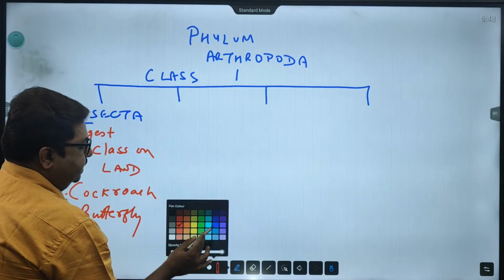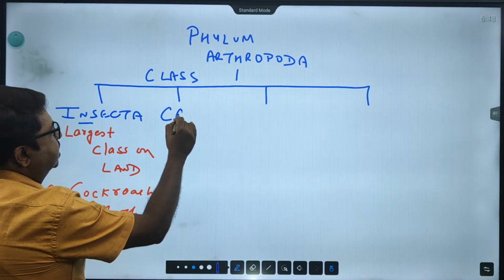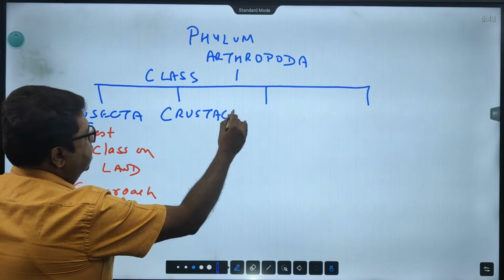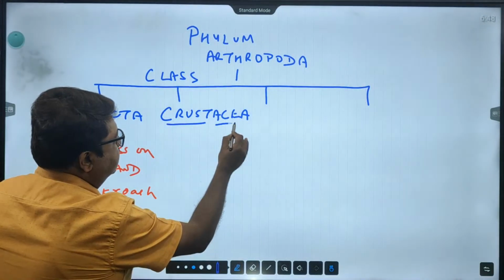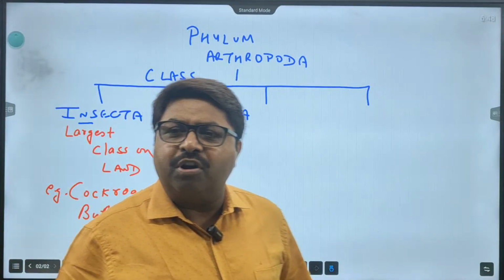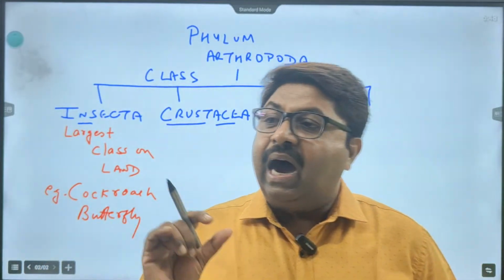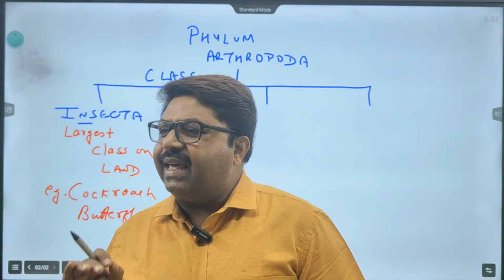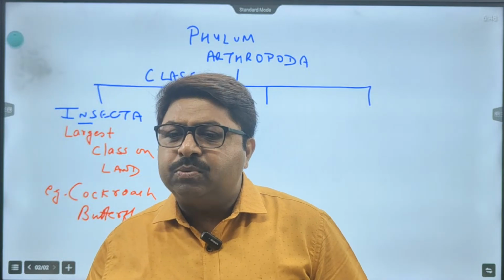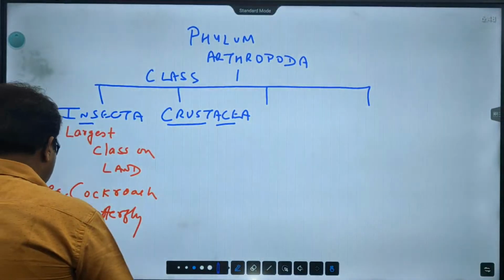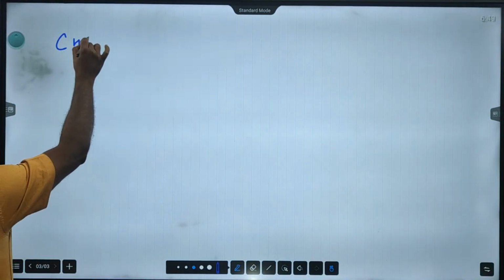Next class is class Crustacea. So what is the meaning of the term Crustacea? If you crush them, they are going to make a crushing sound. That means they have got a hard chitinous exoskeleton. That means what is the term you got? You got the term called chitin.